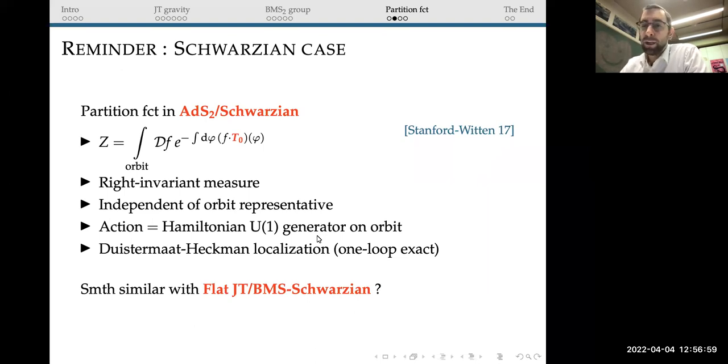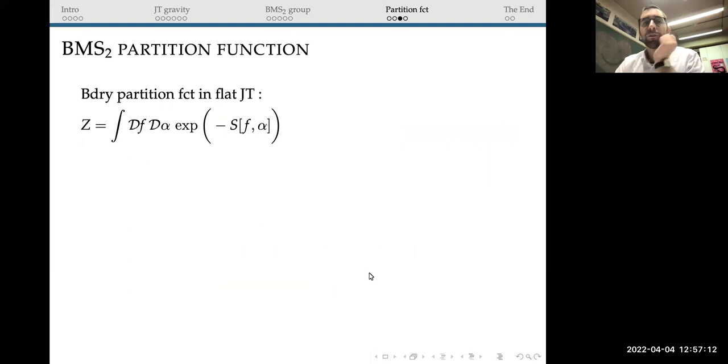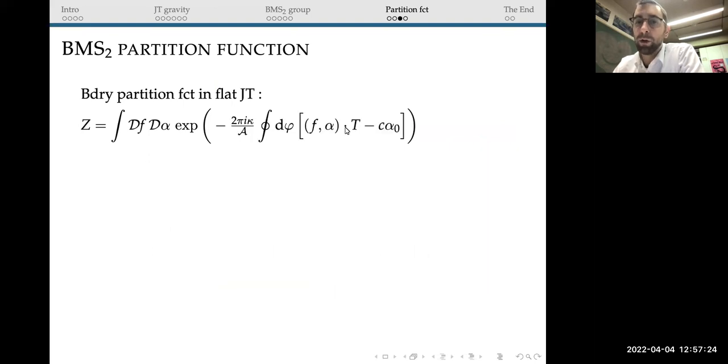Now, the question is, can you do something similar with the BMS-Schwarzian plus zero mode that we have found in the case of flat JT gravity? And I'm going to argue there that in a sense, you can do something very similar, but there's a catch. You write the partition function in this way. So now you would have to integrate over BMS2 variables, a diff S1 element F and a translation alpha. And then the action that you have to put in the exponential is going to be this action that I wrote, which, as you recall, was a BMS-Schwarzian minus a zero mode.